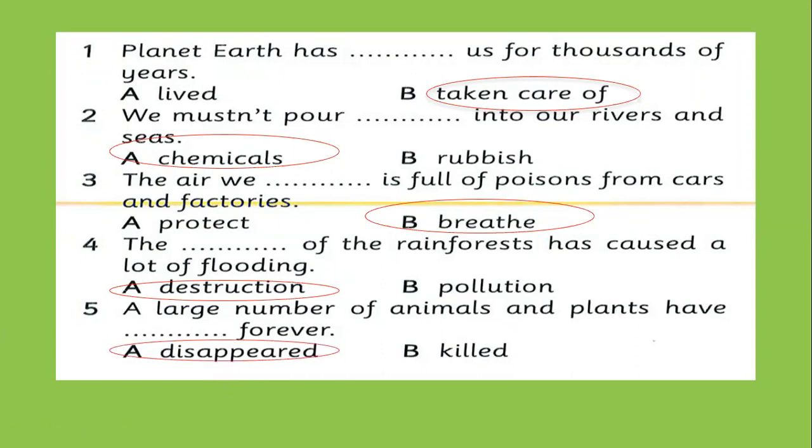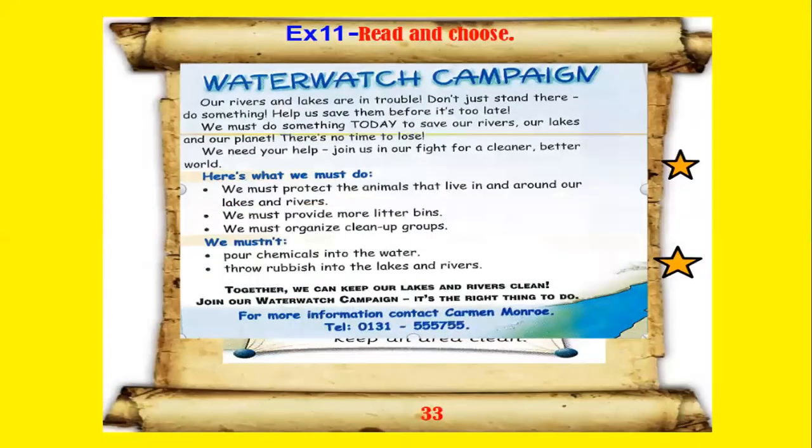So these are the answers of this activity. Number one, taking care of. We mustn't pour chemicals. The air we breathe. The destruction of the rainforests, and a large number of animals and plants have disappeared forever. Let's move to another thing. This was another text in Unit 6, Water Watch Campaign.